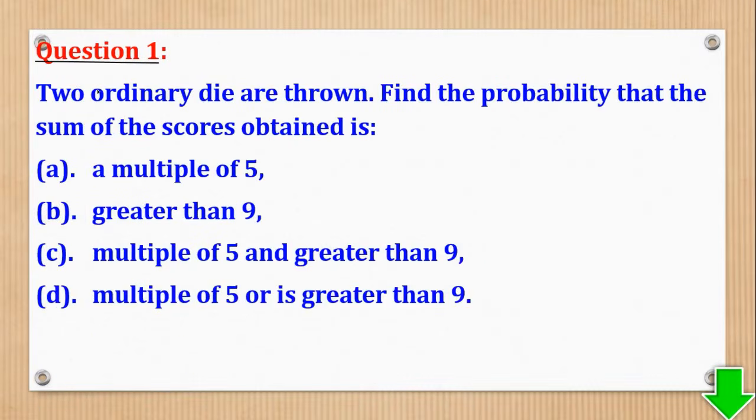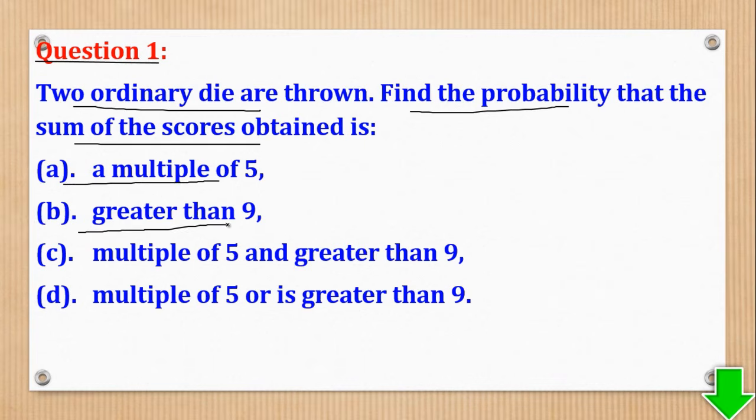So question 1 says 2 ordinary dice are thrown. Find the probability that the sum of the scores obtained is: Roman 1, part A, a multiple of 5; part B, greater than 9; part C, multiple of 5 and greater than 9; and part D, multiple of 5 or greater than 9. So note this word AND and the word OR.